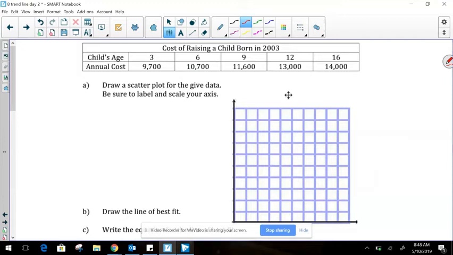Going to work on trend lines with scatter plots. So I'm on this back page here. Cost of raising a child born in 2003. All right, so we have this table of points. We need to first make our scatter plot.